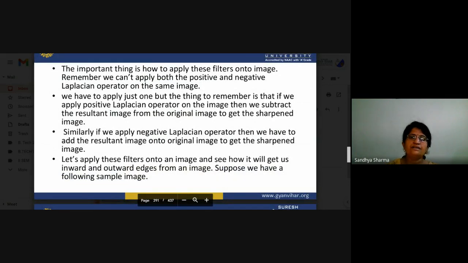So the important thing is how to apply these filters to an image. We can apply either the positive or the negative Laplacian operator on an image; we have to apply just one. But the thing to remember is that if we apply the positive Laplacian operator on the image, then we subtract the resultant image from the original image to get the sharpened image. So that is the thing we have to remember.